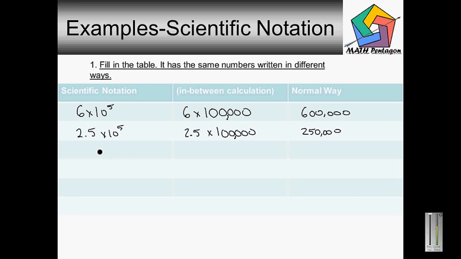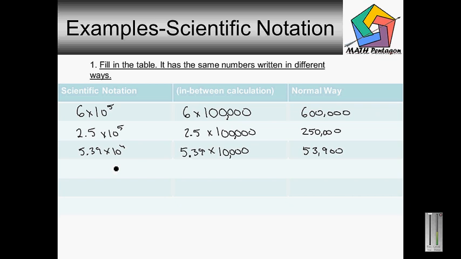Okay, let's do another one. Scientific notation. 5.39 times 10 to the 4th power. So we have 5.39 times 10 to the 4th power. So that would be 4 zeros plus the 1. So we have 1 and 4 zeros. So it would be 5.39 times 10,000, which would give us, when we multiply, 53,900.